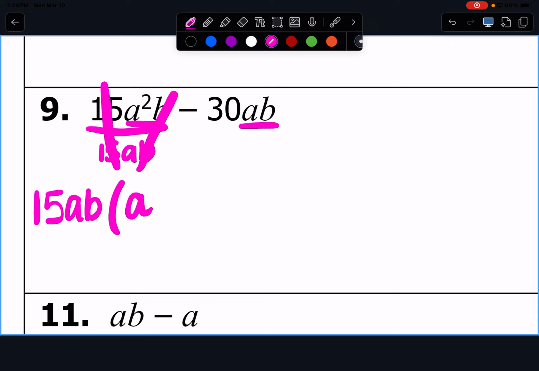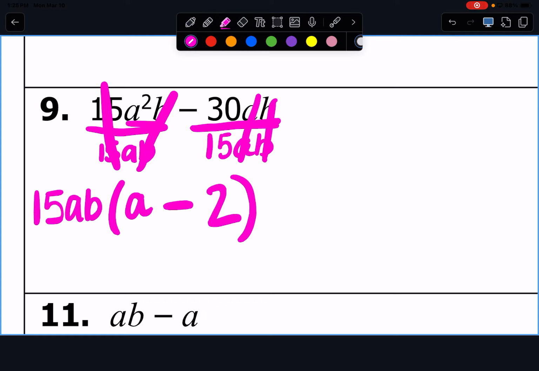Okay, Priam, wait till I ask the question. Okay, now for the second half, we have negative 30AB divided by 15AB. What is it, Priam? Negative 2. It is negative 2. Okay, because both the A and the B cancel out here. And so that is our answer.